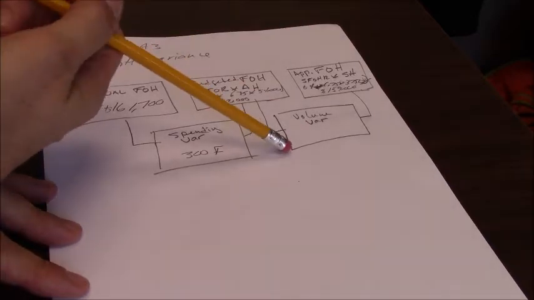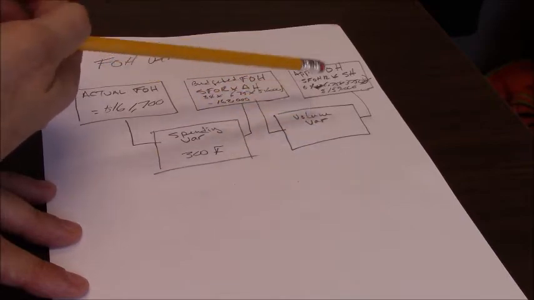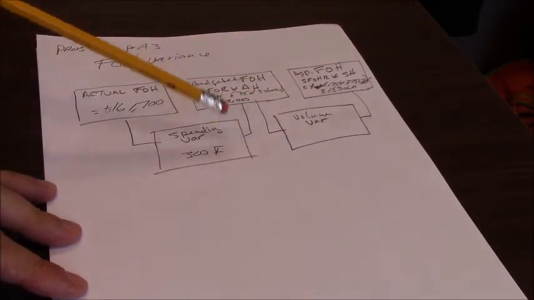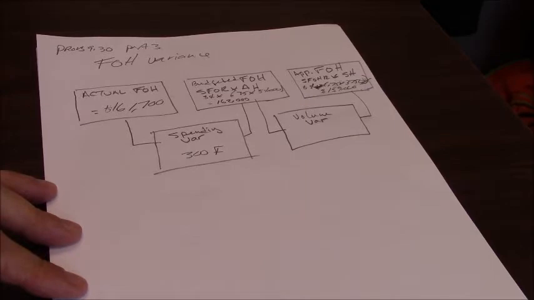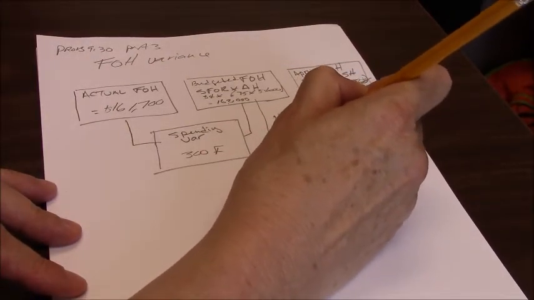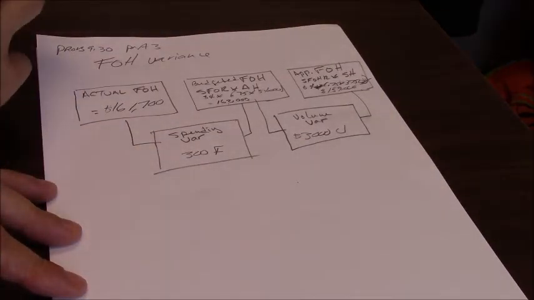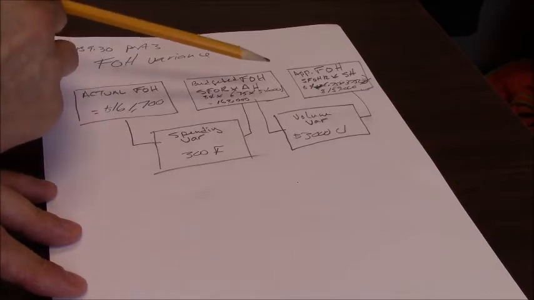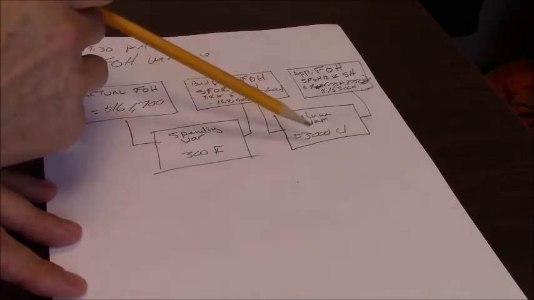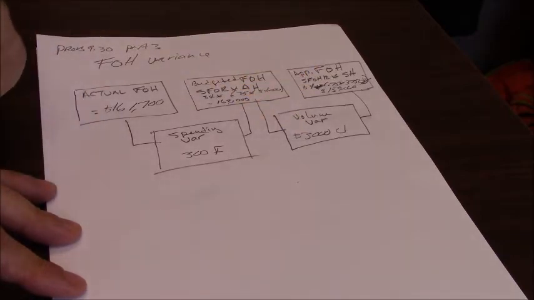On the volume variance, what we're trying to get at is how did that change in the volume change our overhead, not related to the costs. So volume variance, 162 minus 159 is equal to 3,000, and that's unfavorable, right? Because we actually spent more, and so that means that was income decreasing.